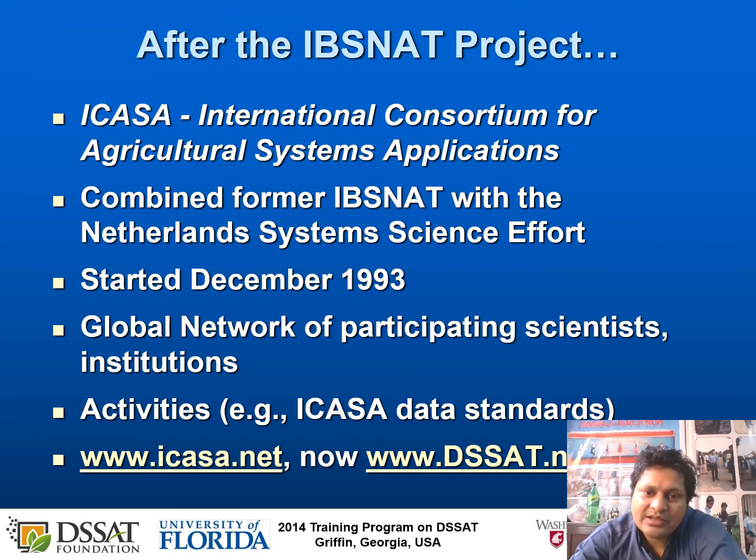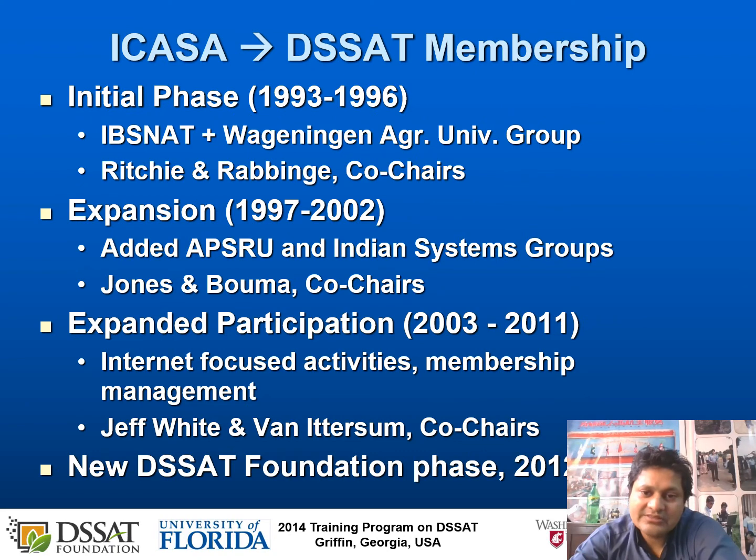Other information about the IBSNAT project: it is the ICASA, International Consortium for Agricultural Systems Application, combining the former IBSNAT project with the Netherlands systems science effort, started in December 1993, a global network for participating scientists and institutions, with activities, ICASA data standards, icasa.net, and www.dssat.net. DSSAT membership's initial phase was 1993 to 1996, started at Washington State University, followed by expansion from 1987 to 2002, adding ASPRO and an Indian scientist group, and expanded participation from 2003 to 2011.